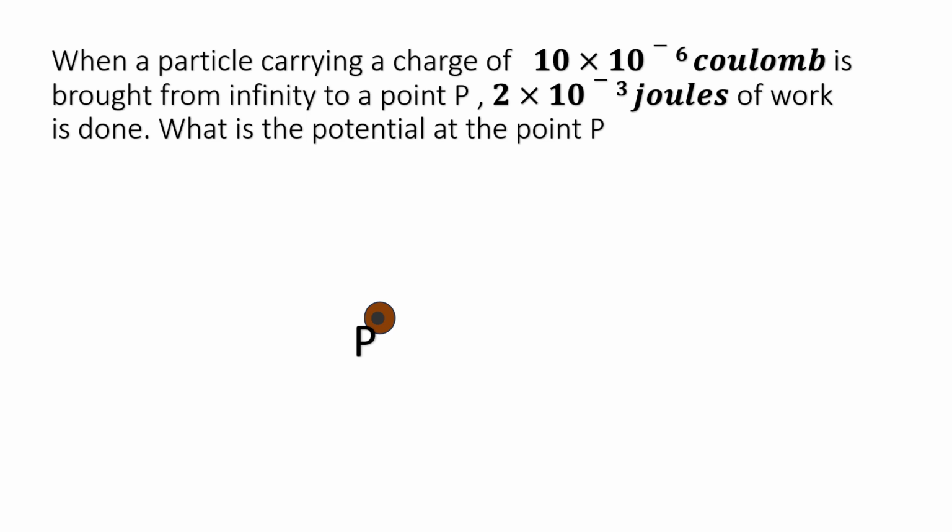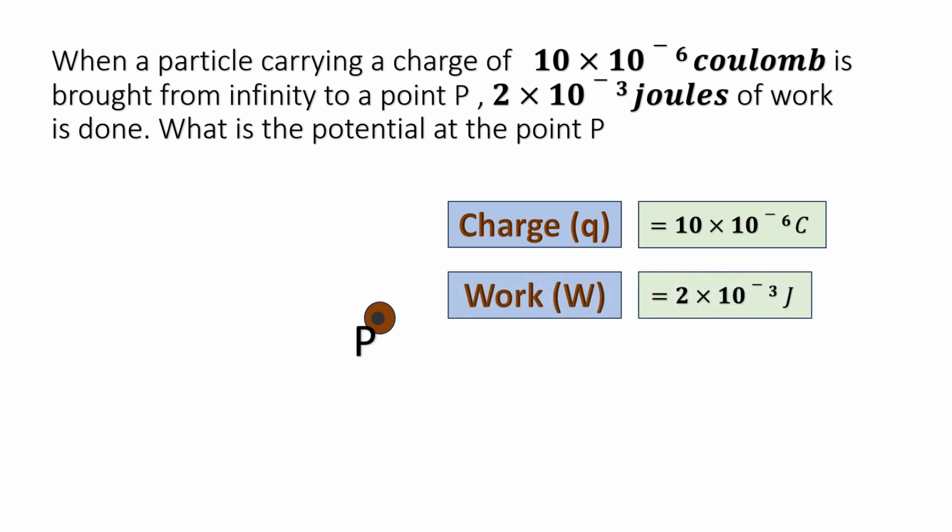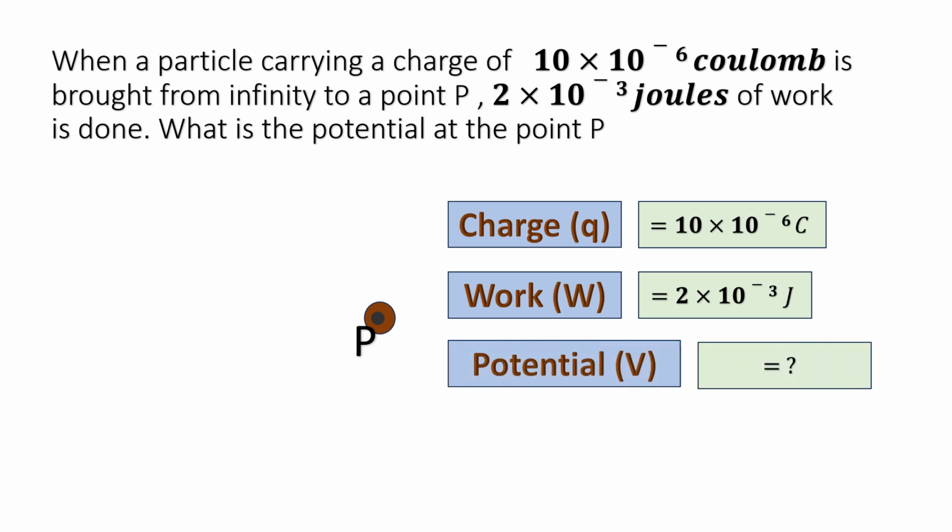So we have two pieces of information in the question. The first is the charge, that is Q, which is 10 into 10 to the power minus 6 coulomb. And then we have the work done, that is 2 into 10 to the power minus 3 joule. All the units are in SI units. What we need to find out is the potential at the point P, that is denoted by V.